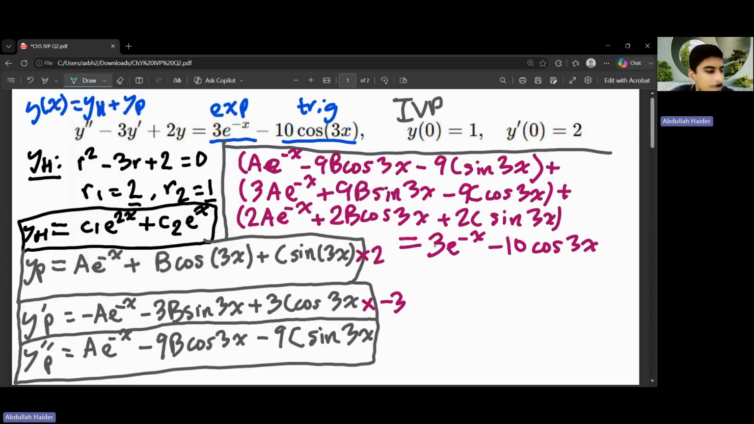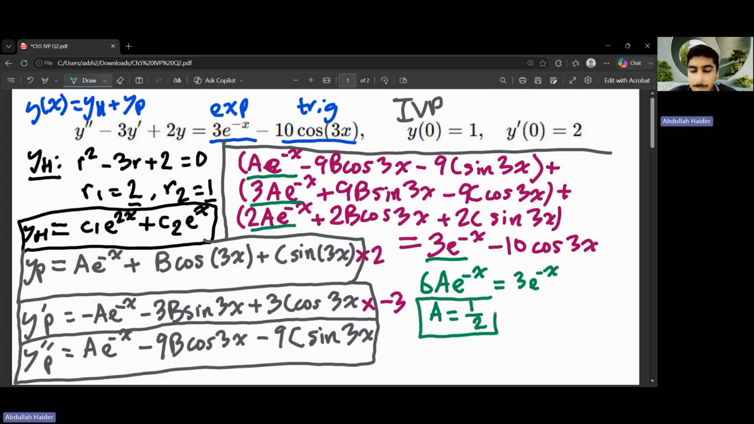So we have 3e power negative x. We can add this, we can add this, we can add this, and equate it with this. When you add these up, 1 plus 3 is 4, 4 plus 2 is 6. So you get 6a e power minus x is equal to 3e power minus x, and you get a is equal to 1 over 2. This is our a.